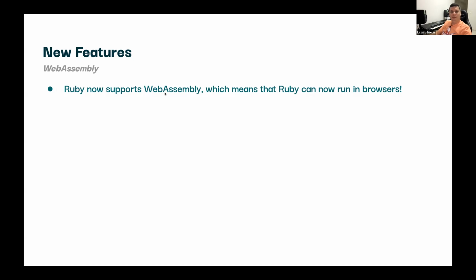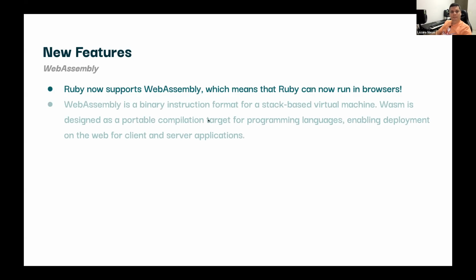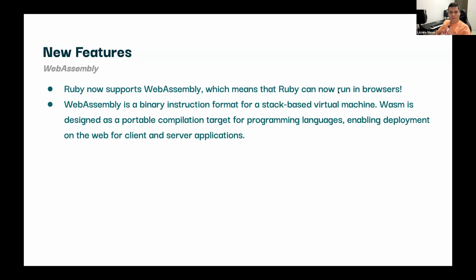So Ruby now supports WebAssembly. It means that you can run Ruby in the browser. WebAssembly is a binary instruction format for a stack-based virtual machine. WASM is designed as a portable compilation target for programming languages, enabling deployment on the web for client and server applications.